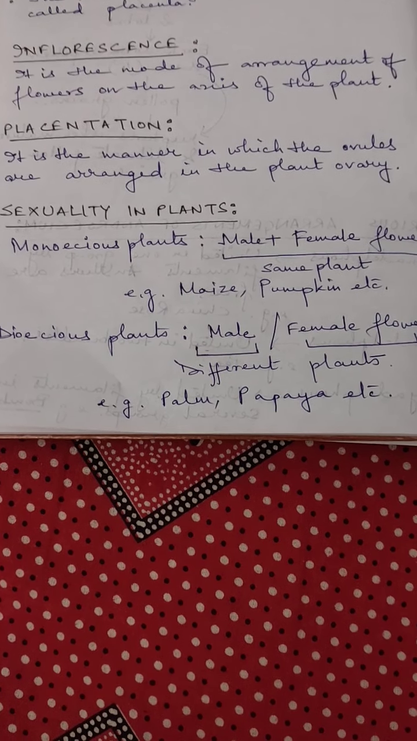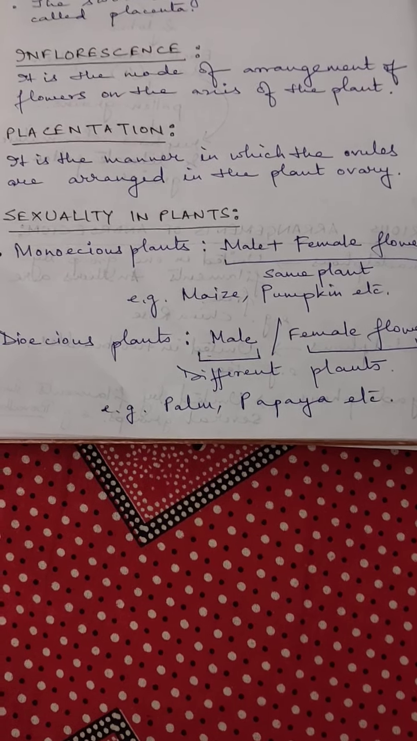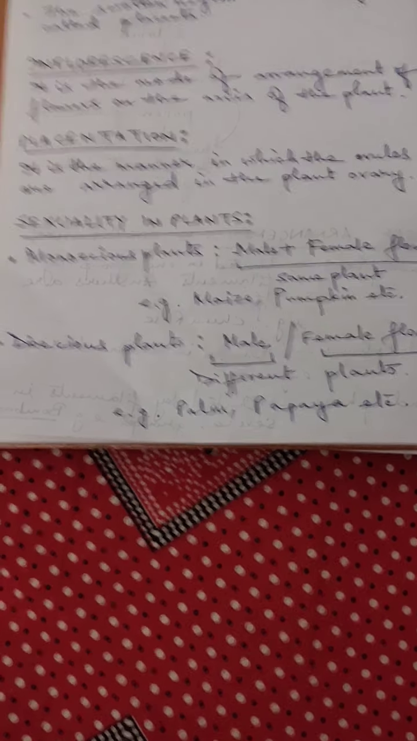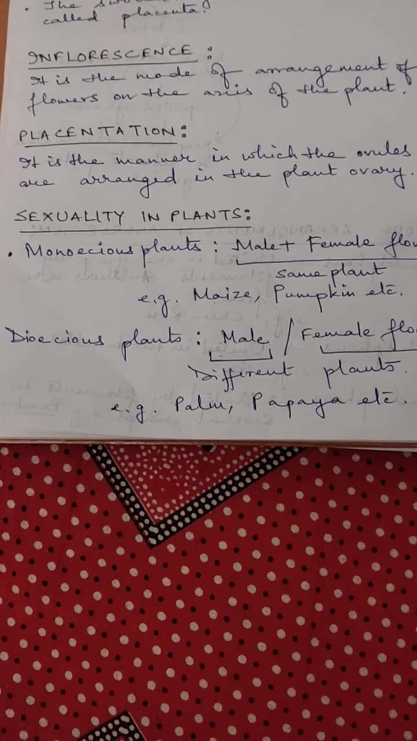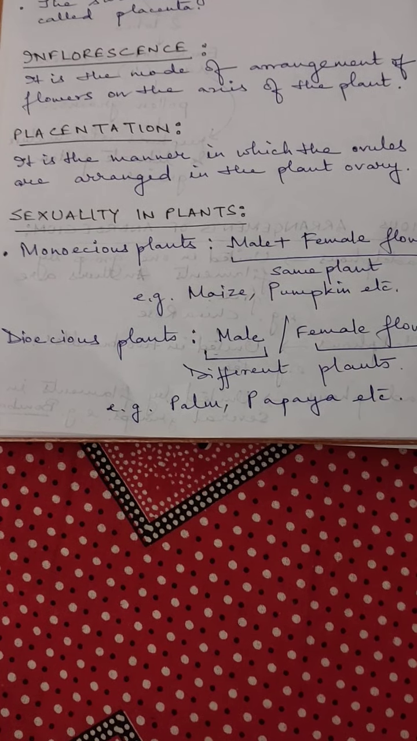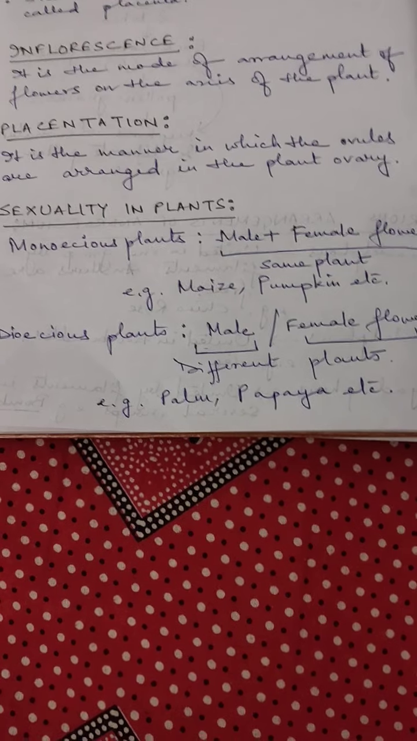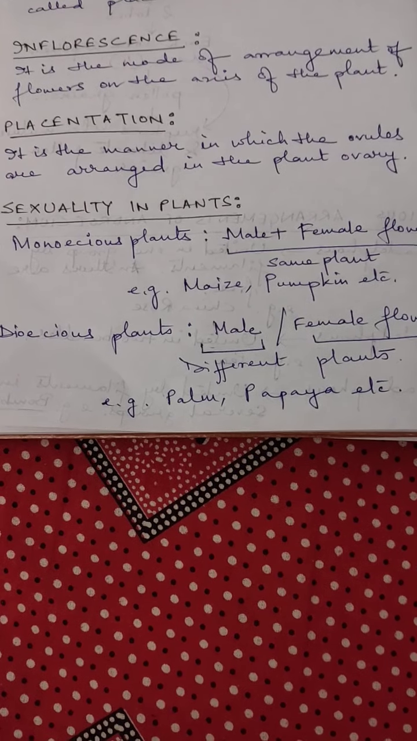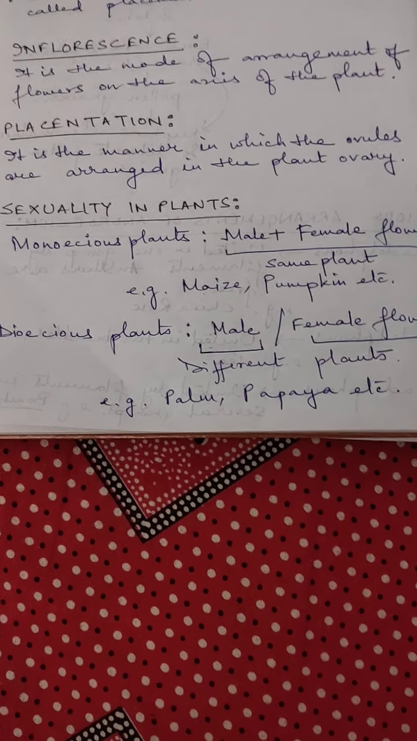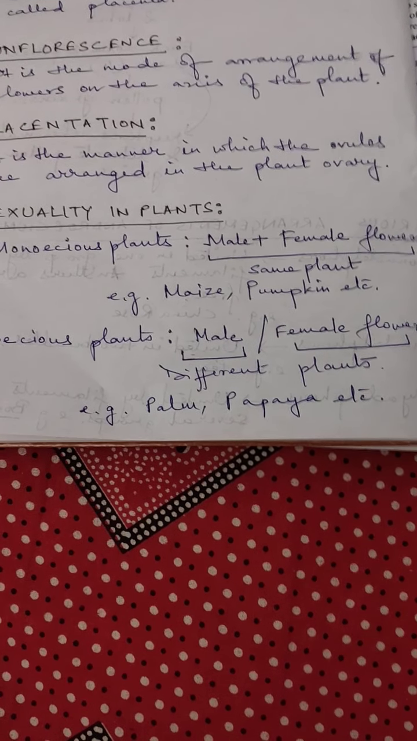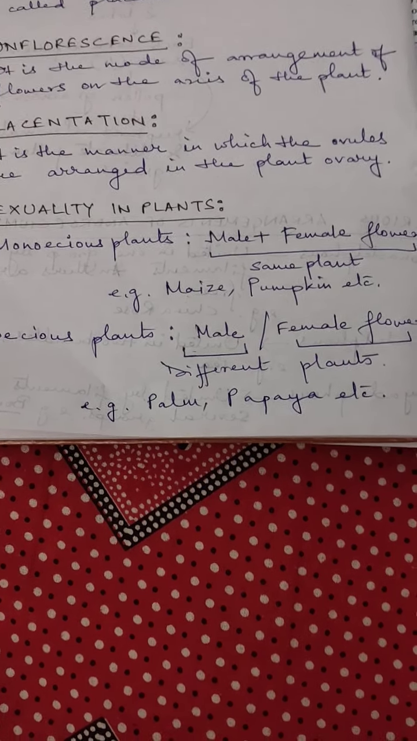Okay, that means in the same plant we can find both the staminate flower and the pistillate flowers. And dioecious means where in different plants we can find male and female flowers separately. That means it's a plant where we can find either staminate flowers or pistillate flowers. I hope it's clear. Example, palm, papaya, etc.